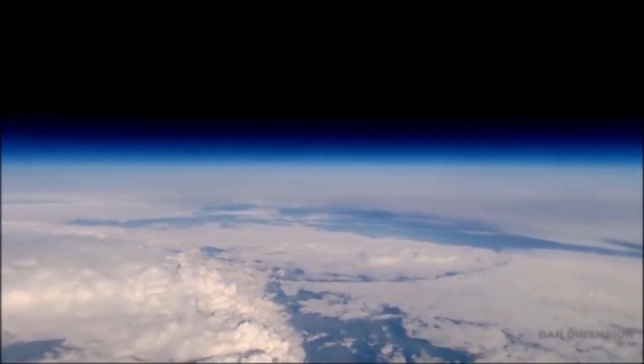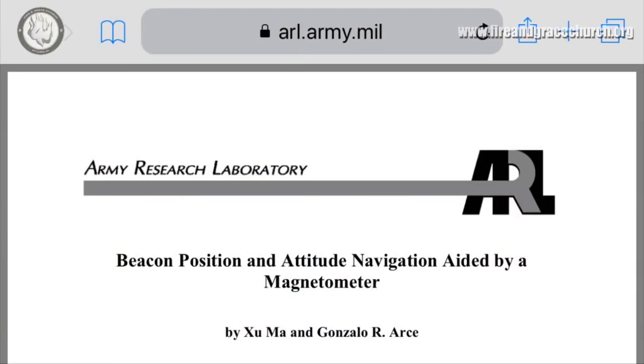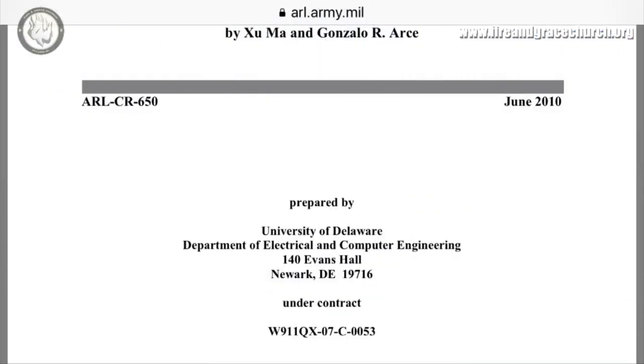Let's look at it. We're going to go down through some now here. I'm going to try to go pretty fast. This is the Army Research Laboratory. Notice whenever you see .mil, in the United States, the only people that can have .mil are the military. This is the Army Research Laboratory. Beacon position and altitude navigation aided by magnetometer. I'm not going to try to pronounce those people's names. You can see the document prepared by the University of Delaware, Department of Electrical and Computer Engineering, under contract to the U.S. government.